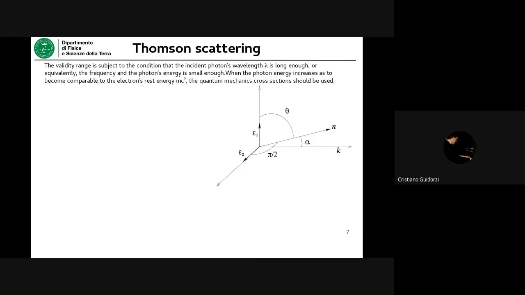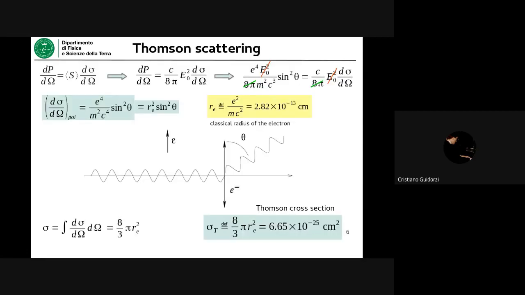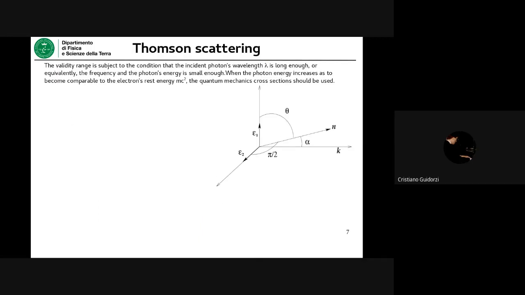There's another important property of Thomson scattering, which is the capability of polarizing radiation. So far I showed you the differential cross-section of Thomson scattering for a polarized wave. What happens if instead of a polarized wave, I have an unpolarized wave coming across the electron? Well, here you can use a trick. You can consider an unpolarized wave as the superposition of two independent waves, one perpendicular to the other.